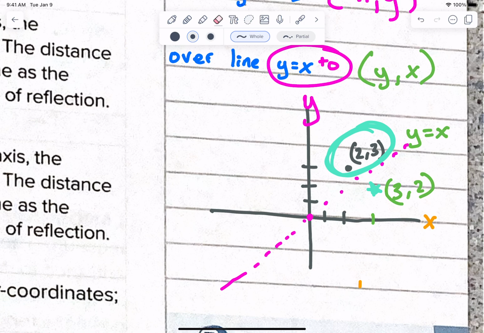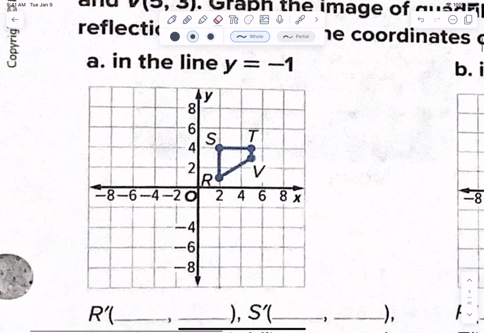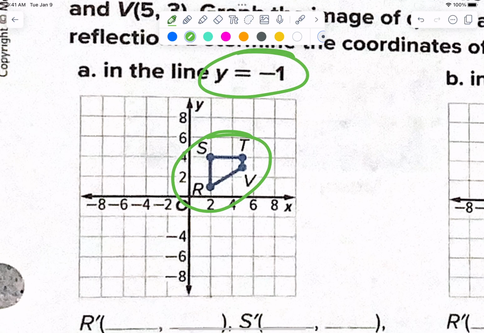All right, now they're going to do one more thing to you. Instead of having across the x-axis exactly, across the y-axis exactly, or across the line y equals x exactly, which have special rules, let's say in example 1 that I want to flip this across the line y equals 1.